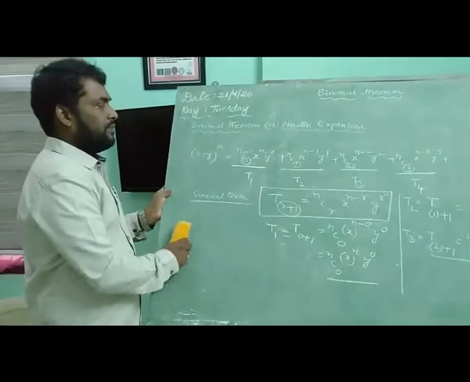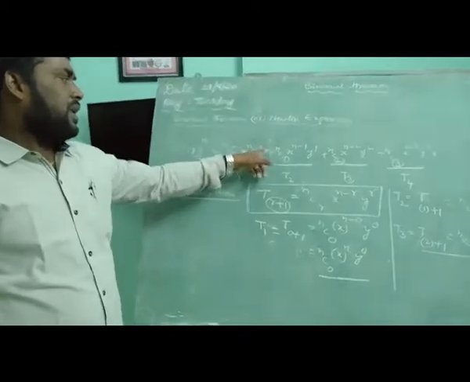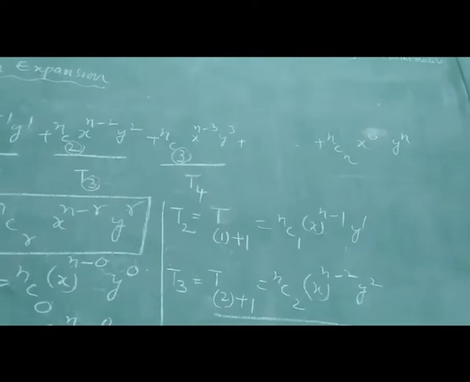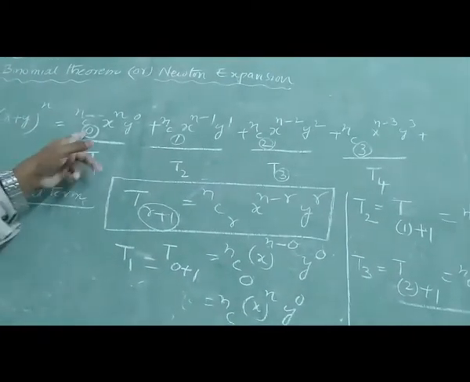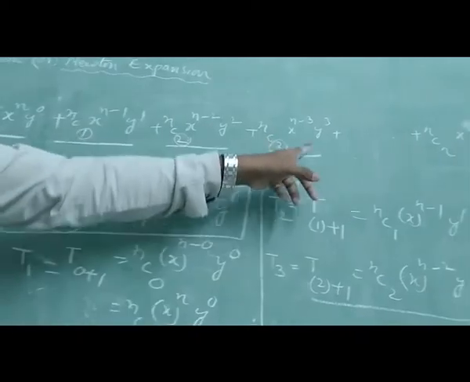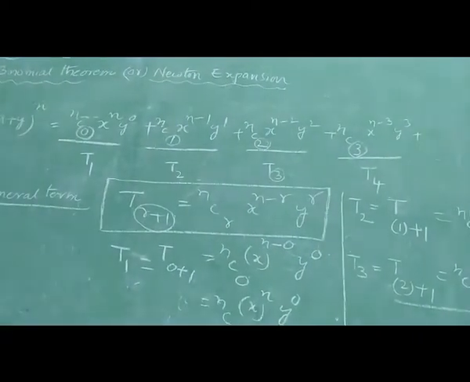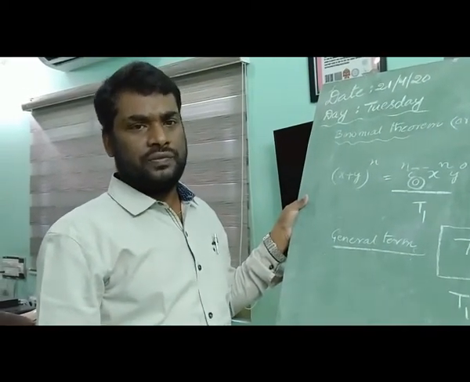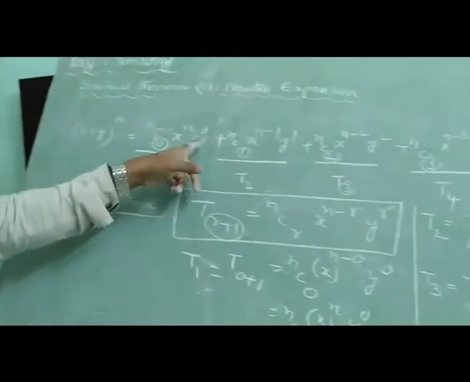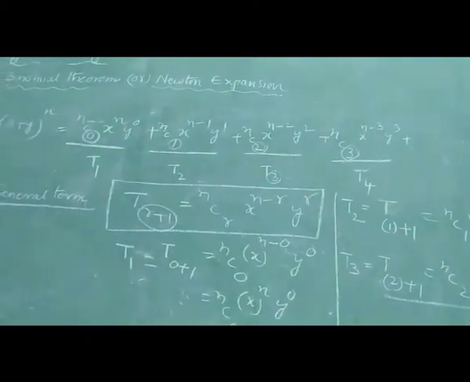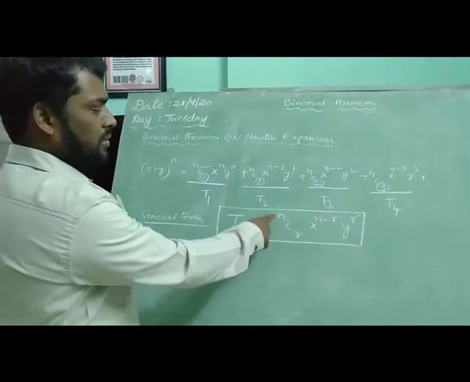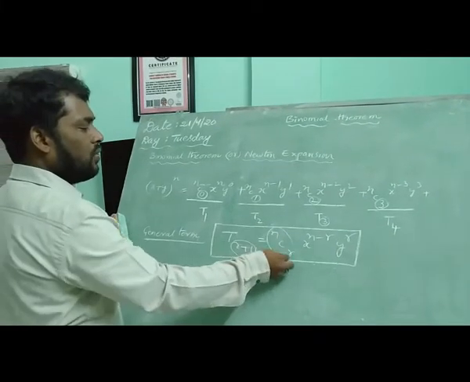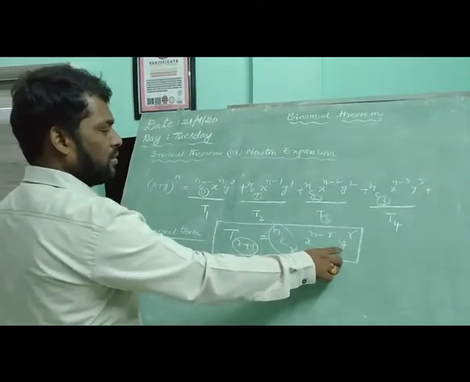Okay children? Next, here nC0, nC1, nC2, nC3 and so on up to nCn. These are called binomial coefficients, and they are also called Newton coefficients. Now how do you find these binomial coefficients? That is the next topic. The general term T(r plus 1) equals nCr x to the power of n minus r, y to the power of r. Here nCr is the coefficient of x to the power of n minus r, y to the power of r.